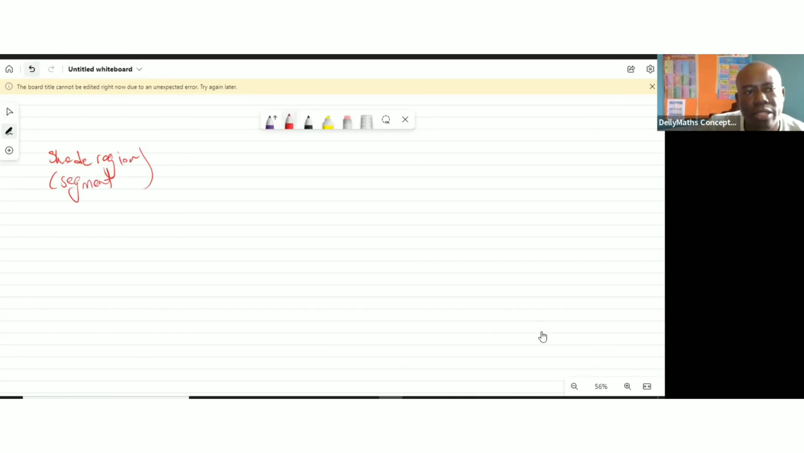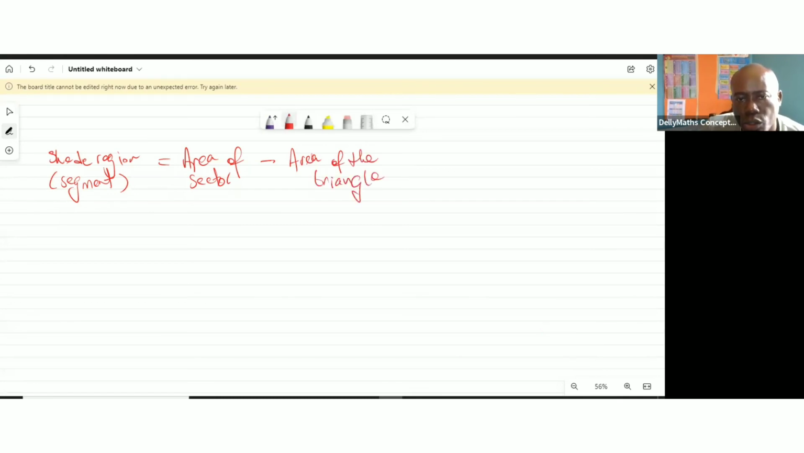So the segment of the circle, the shaded region, is equal to the area of the sector, and we want to subtract the area of the triangle. So if I'm able to find the area of the sector, find the area of the triangle, and subtract, then I will get the area of the shaded region, which is the segment. So I'm just going to put together the idea.